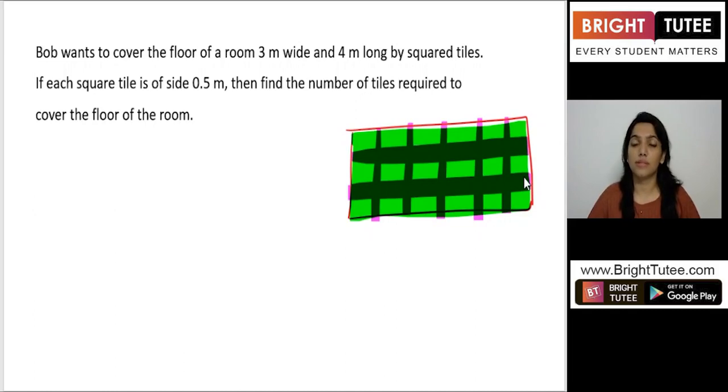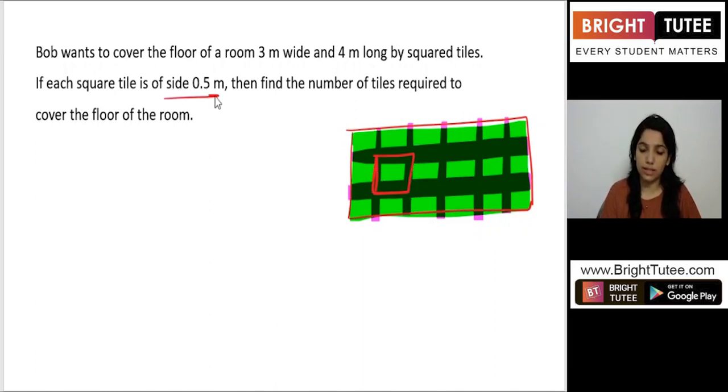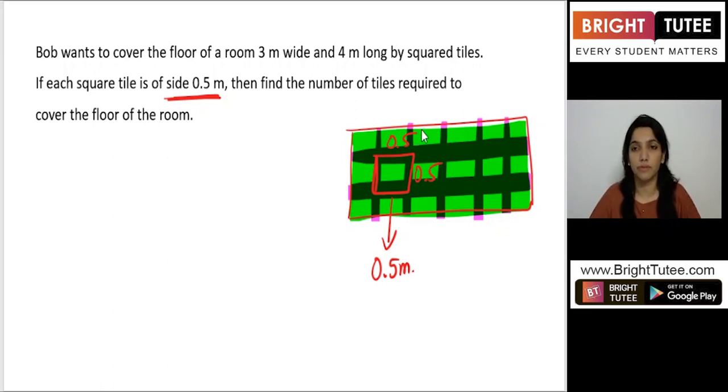Okay, so just imagine these squares are equal in shape. Here it says if each square tile is of side... So now all these small tiles that you see, this little square, we have got its side, right? This particular tile measures 0.5 meters. Because it's a square tile, it is 0.5, 0.5 here, 0.5 here. All the sides are 0.5. We need to find how many tiles will be required to lay down on this rectangular floor.